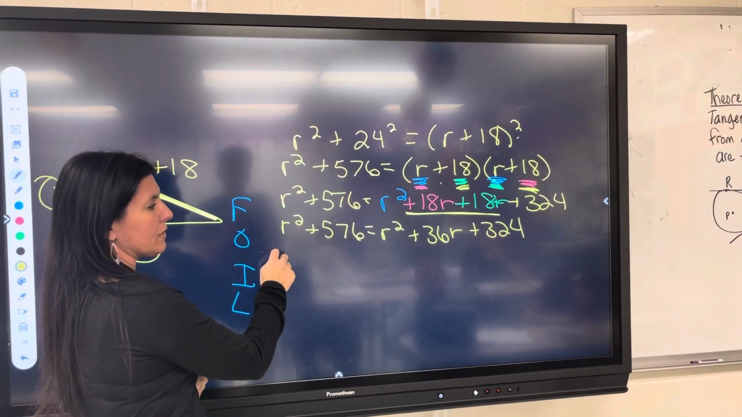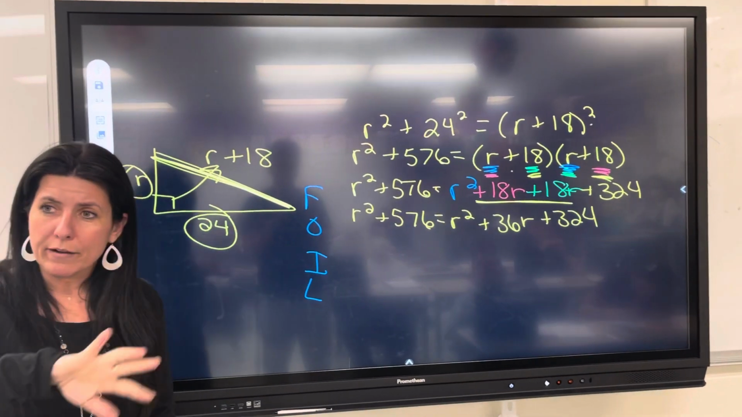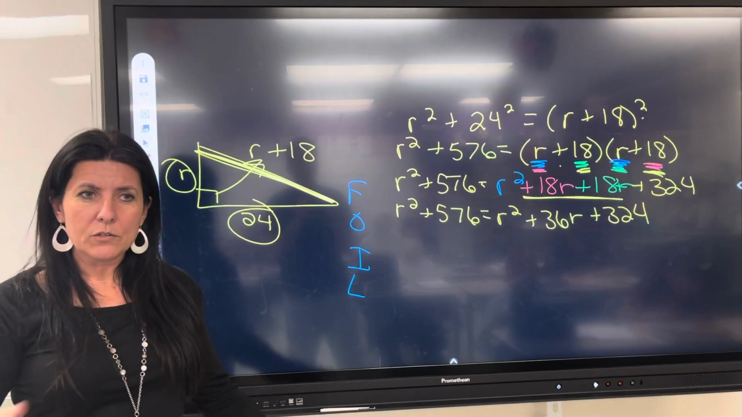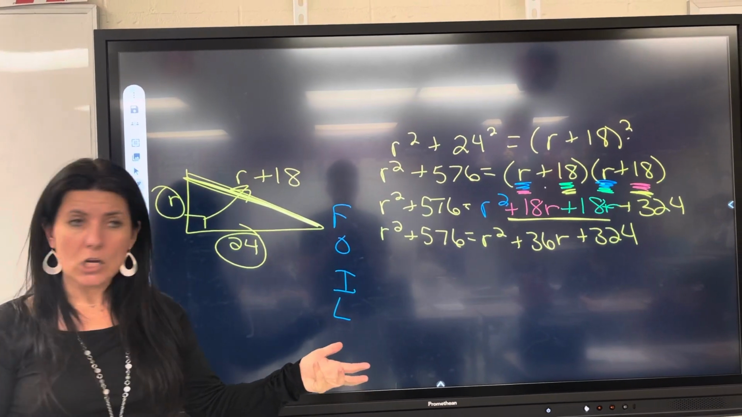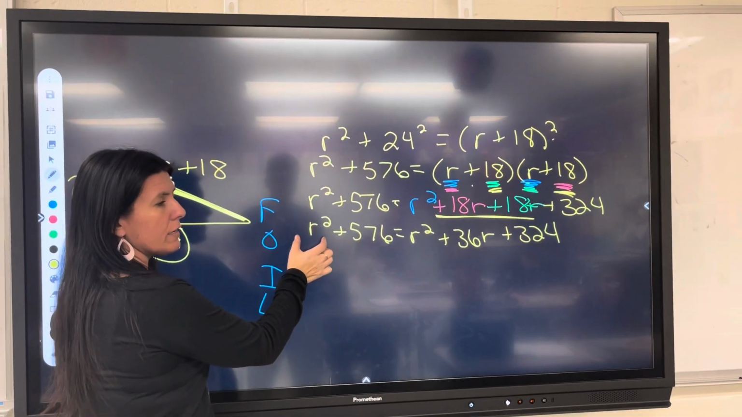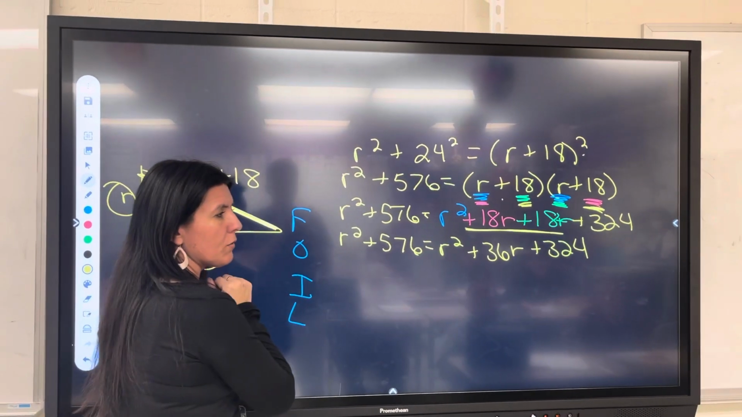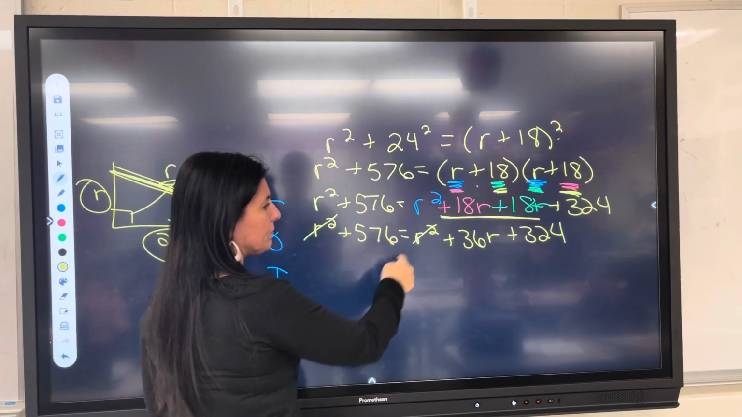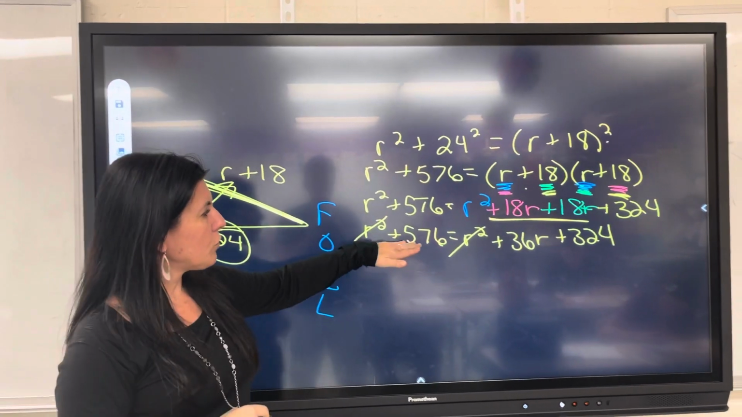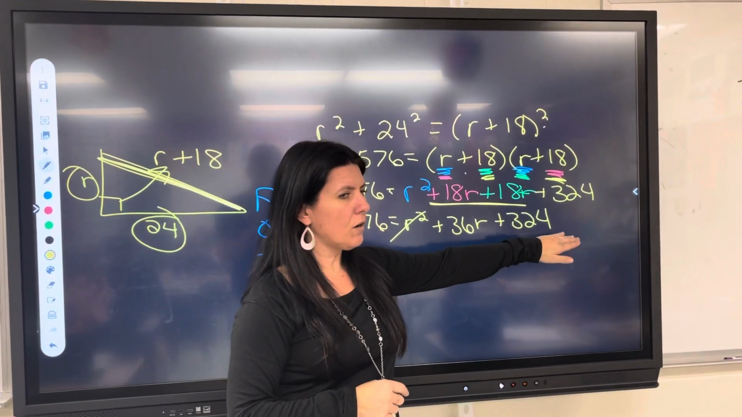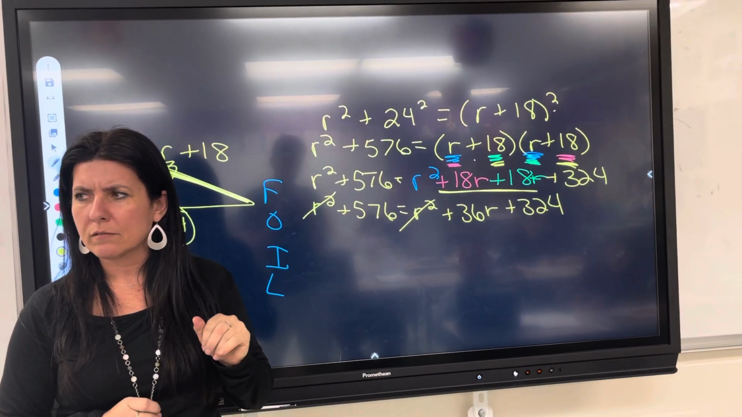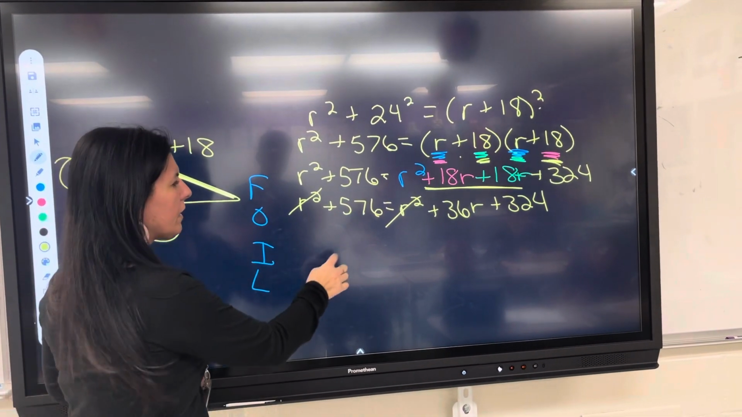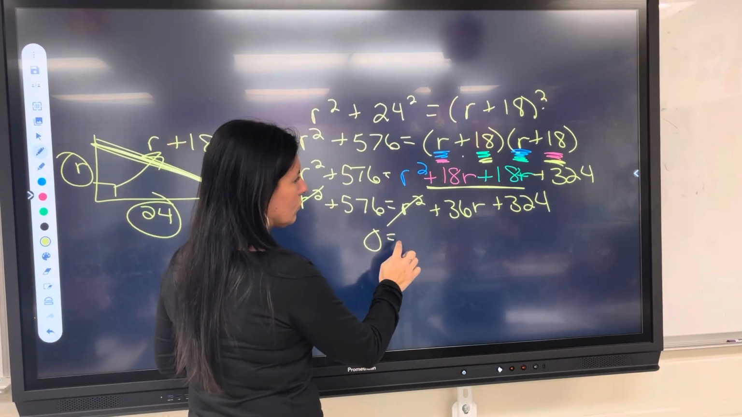First thing I'm going to do is subtract my r squared to move everything to one side. When I do that, what happens to my r squareds? We cancel each other out. They're gone. When I subtract r squared here to move it over, they both cancel each other out, so those are gone. I'm going to subtract my 576 and put it over here. What's 324 minus 576? 252, right?